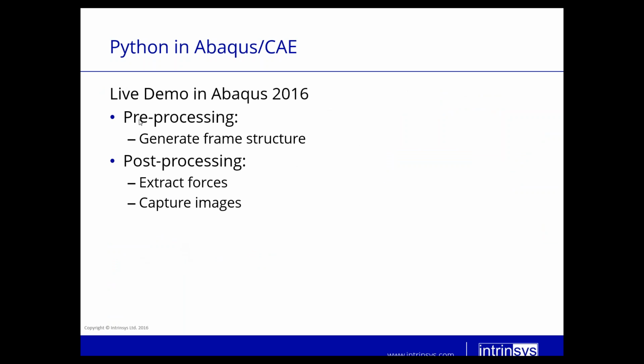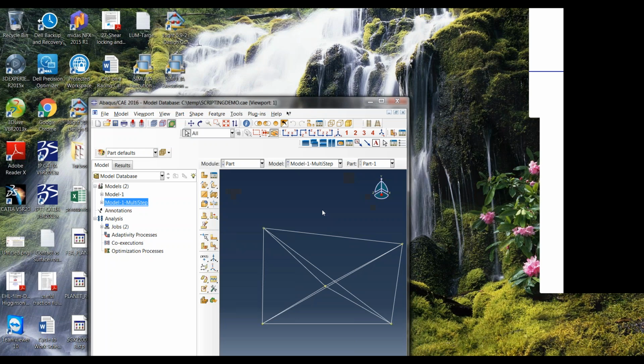Okay, so this was an introduction to Python. Now we're going to look at how this actually works in Abaqus. So we're going to look at a live demo in Abaqus 2016. I'm going to show you some pre-processing. So I will generate a frame type structure in Abaqus. And also I'm going to show you how to post-process. So I'm going to extract forces, and I'm going to capture some images from my results. So let's just quickly load up Abaqus.